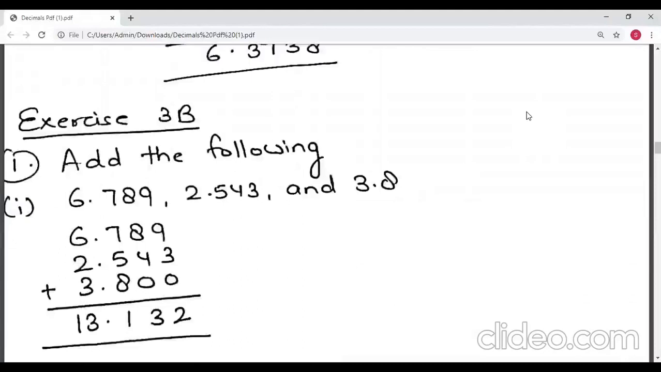Now let us do some of the questions from the exercise. Your first question says add the numbers. The method is the same. Write down all the numbers, decimals under the decimals and numbers under the numbers. 6.789, 2.543, 3.800. Add all the numbers. You will get the answer as 13.132.